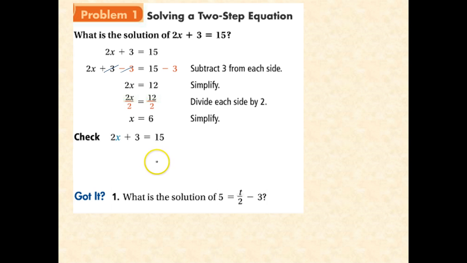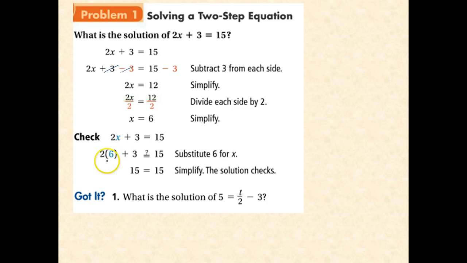And then I can check my solution by plugging a 6 in for x into the original equation. 2 times 6 is 12. 12 plus 3 is 15, so we're all good in the hood. Alright, so pause and see if you can figure out the solution to this equation.